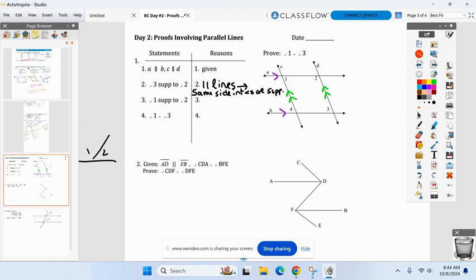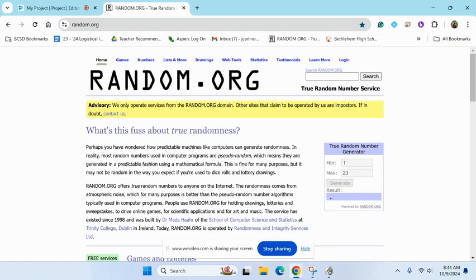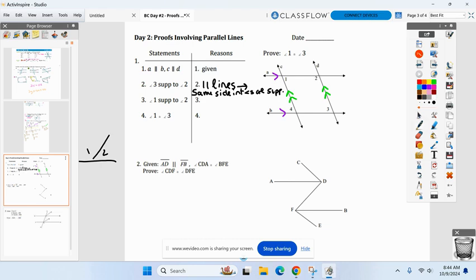1 and 2, what type of angles? You got it. What type of angles are those? Don't take it too far here. Don't take it too far, Jayla. They're still same side interior, aren't they? Same side of the transversal inside these parallel lines. So same reason here. Parallel lines imply same side interior angles are supplementary. Good.